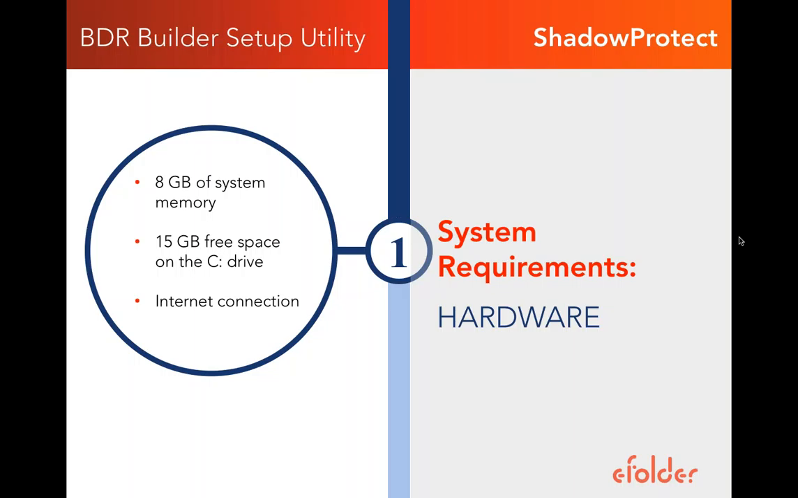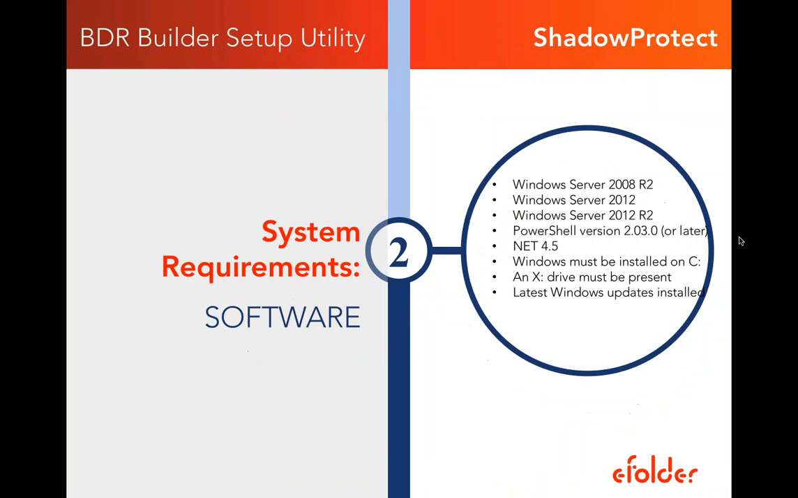In terms of hardware, the BDR Builder for Shadow Protect is going to require 8 gigs of system memory, 15 gigs of free space on a C drive, and an internet connection. In terms of software requirements, the BDR Builder for Shadow Protect basically needs the latest Windows updates to be installed and an X drive to be present. And again, the full requirements are described in the guide, so you want to look those over to familiarize yourself.